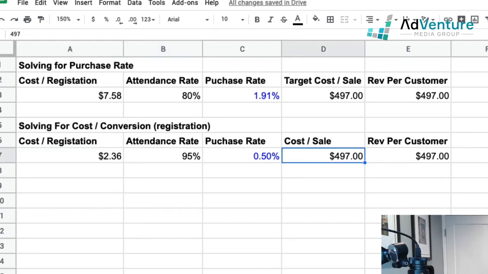Again, this is if I want to make a profit. So let's say my target cost per sale is $400 and I have a 95% attendance rate, I need $1.90. If my target cost per sale is $400 and I have a 70% attendance rate, I need $1.40 cost per registration. You can see how far off these two numbers are right now if this purchase rate doesn't change. So this is a template which is very helpful to you.